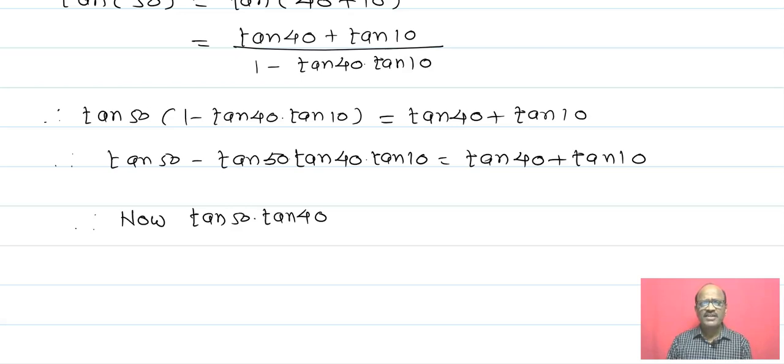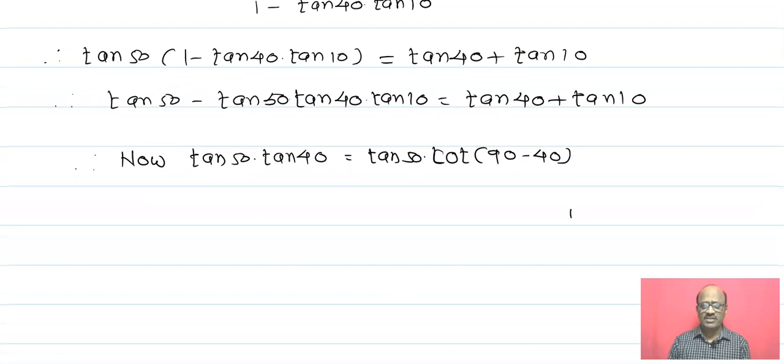Now, tan of 50 into tan 40 is equal to tan of 50 into, what is tan theta? Cot of 90 minus theta. Therefore, tan of 40 is equal to cot of 90 minus 40. This is very important. What is the formula? That is, tan theta is equal to cot of 90 minus theta. This is the important formula.